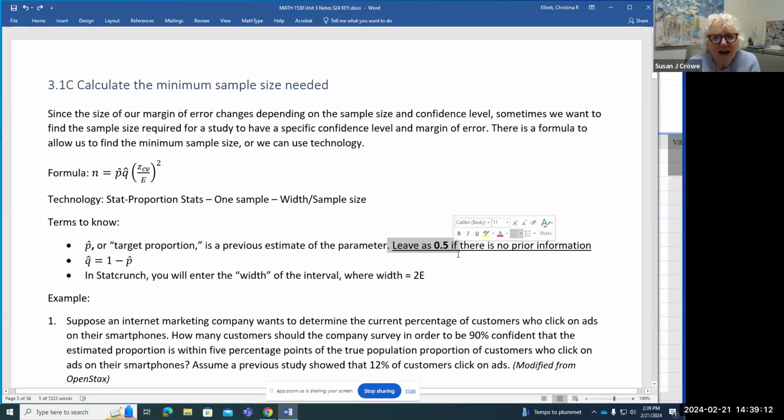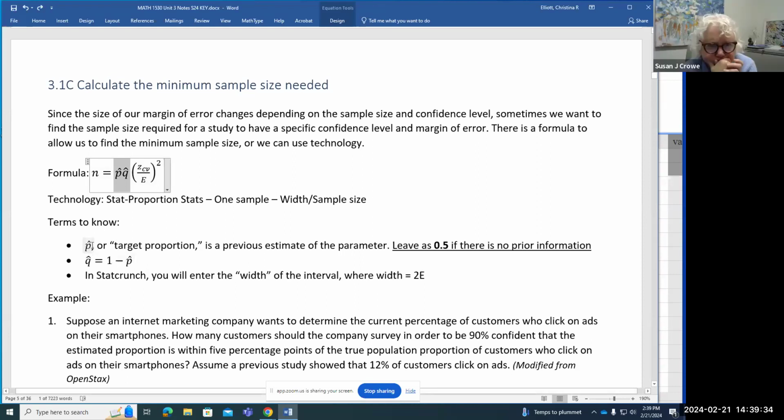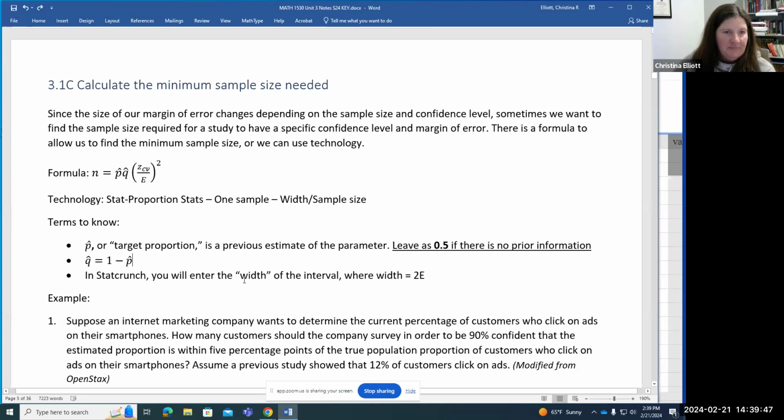So you have to say, I don't know anything about the population, so I'm going to assume 50% would say yes and 50% would say no. So 0.5 is my target. Exactly. And if I use 0.5, it basically makes this product, p hat times q hat, because p hat would be your target proportion, as big as possible. Yes. So if you do have a previous study, it's going to lower the number of people you have to ask.